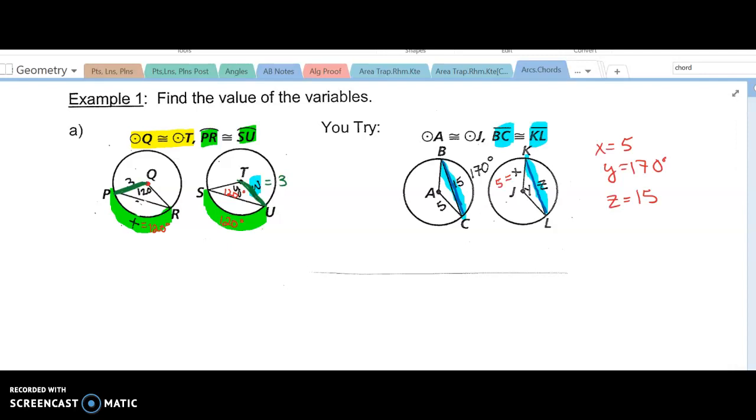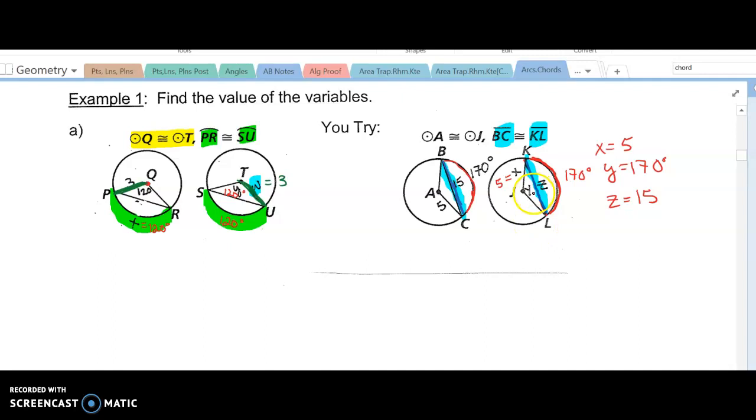Okay, so it tells us the chords are congruent, so we automatically knew that Z was 15. And we know because the chords are congruent, that's how we can say if this arc is 170, that this arc is also 170. Because the chords were congruent, that meant the part of the circle that those chords were cutting off had to also be congruent.